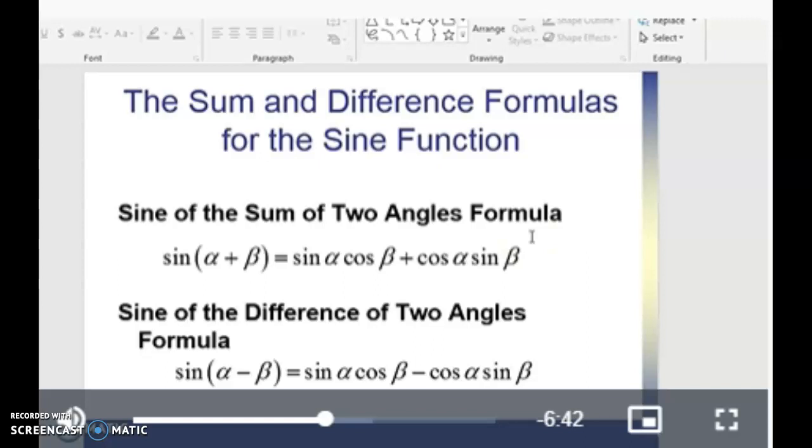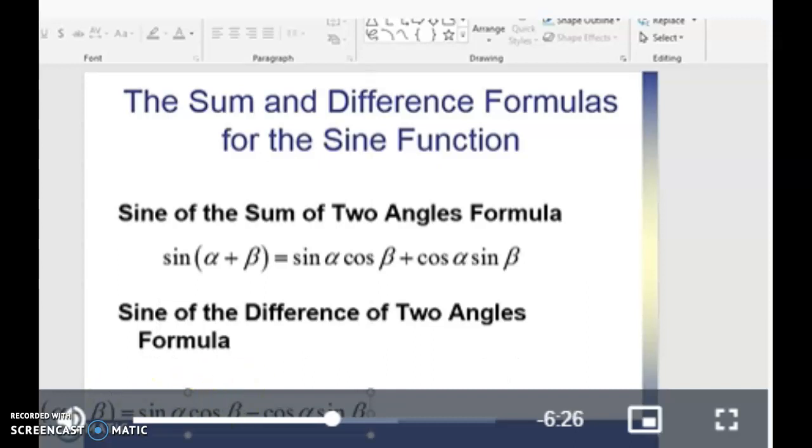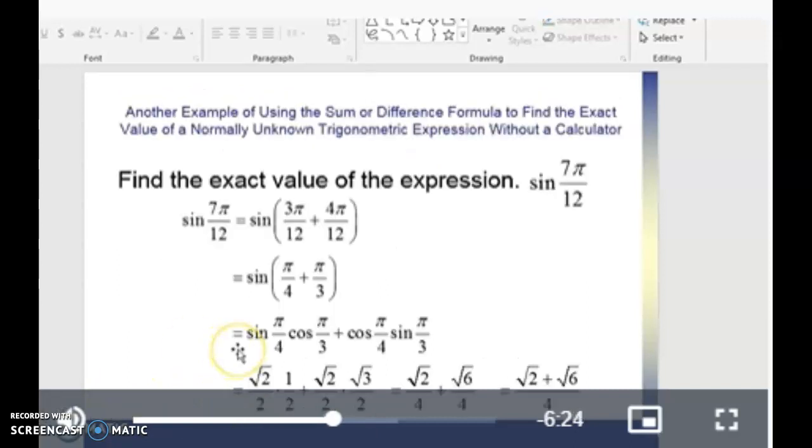As you can see, our sine trig function has similar formulas for a sum and for the difference of two angles. Make sure you also familiarize yourself with these. Here are similar examples for the sine formulas.